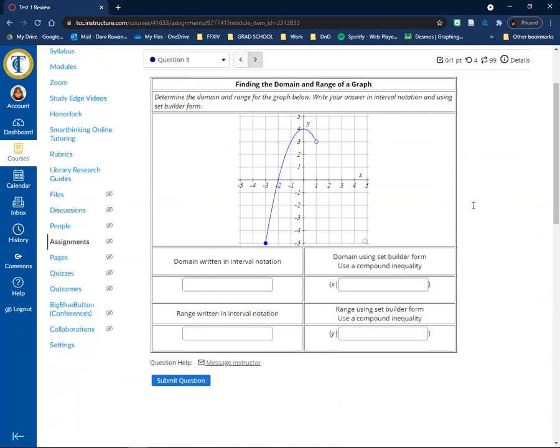This is dealing with finding the domain and range of a graph. And it wants us to do it in interval notation and set builder notation.